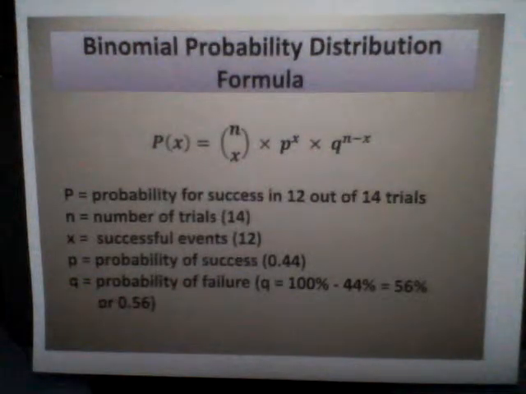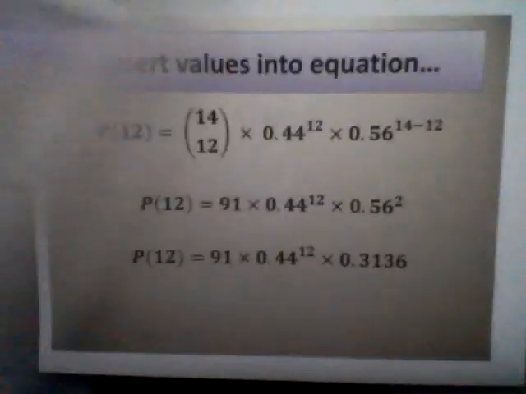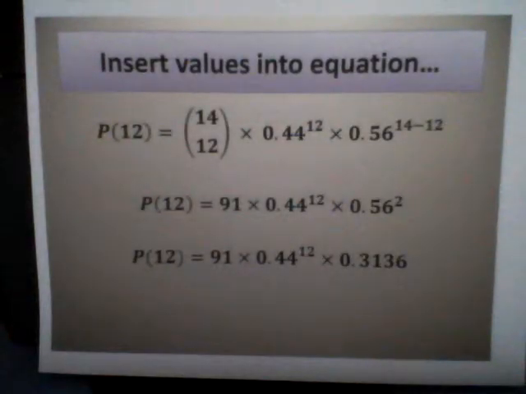All right, so the big P will be what I'm looking for, the probability of success in 12 out of 14 trials. The little n is the number of trials, which will be 14. The little x is the successful events, and that will be 12. The little p is the probability of success, which I have already calculated to be 0.44. And the little q is the probability of failure, which has also been calculated, 0.56.